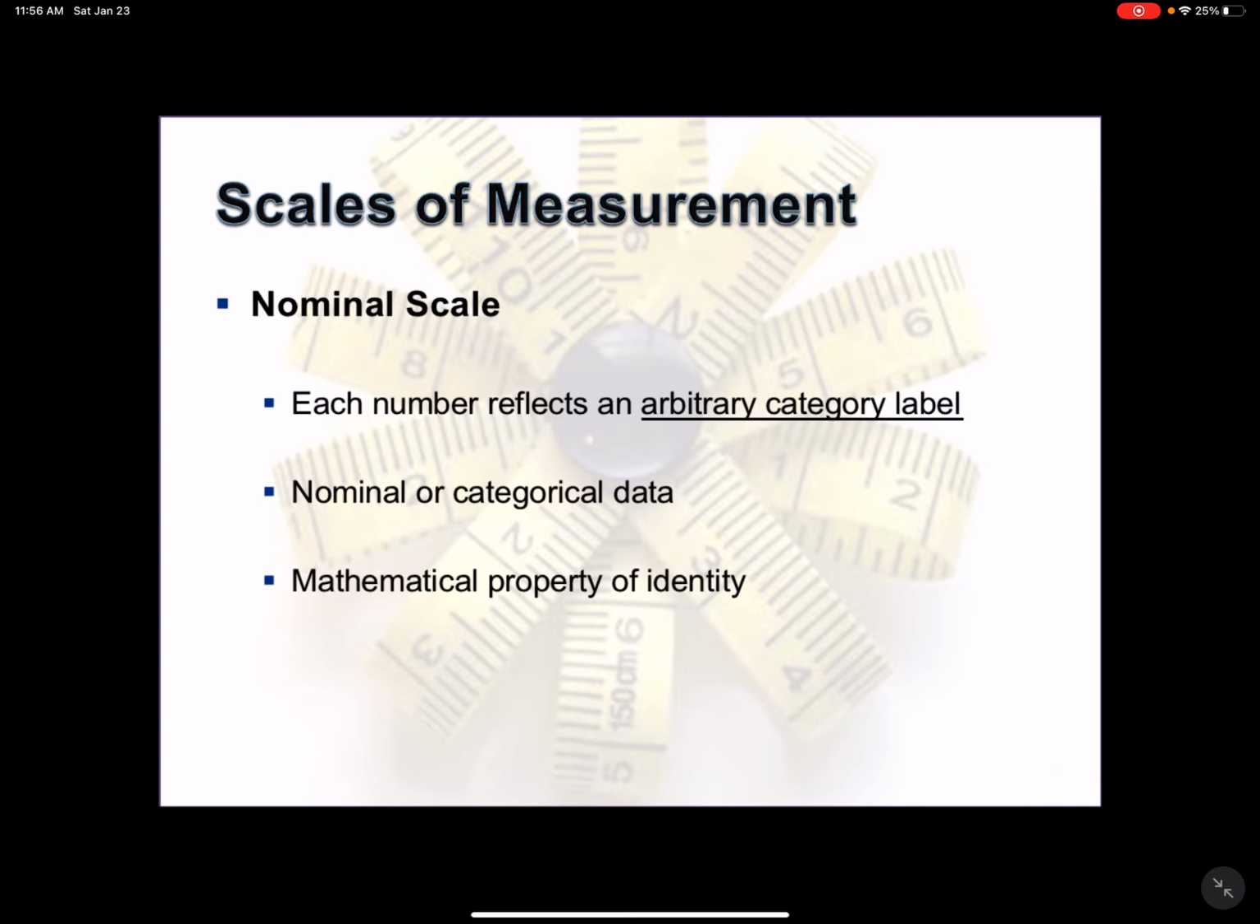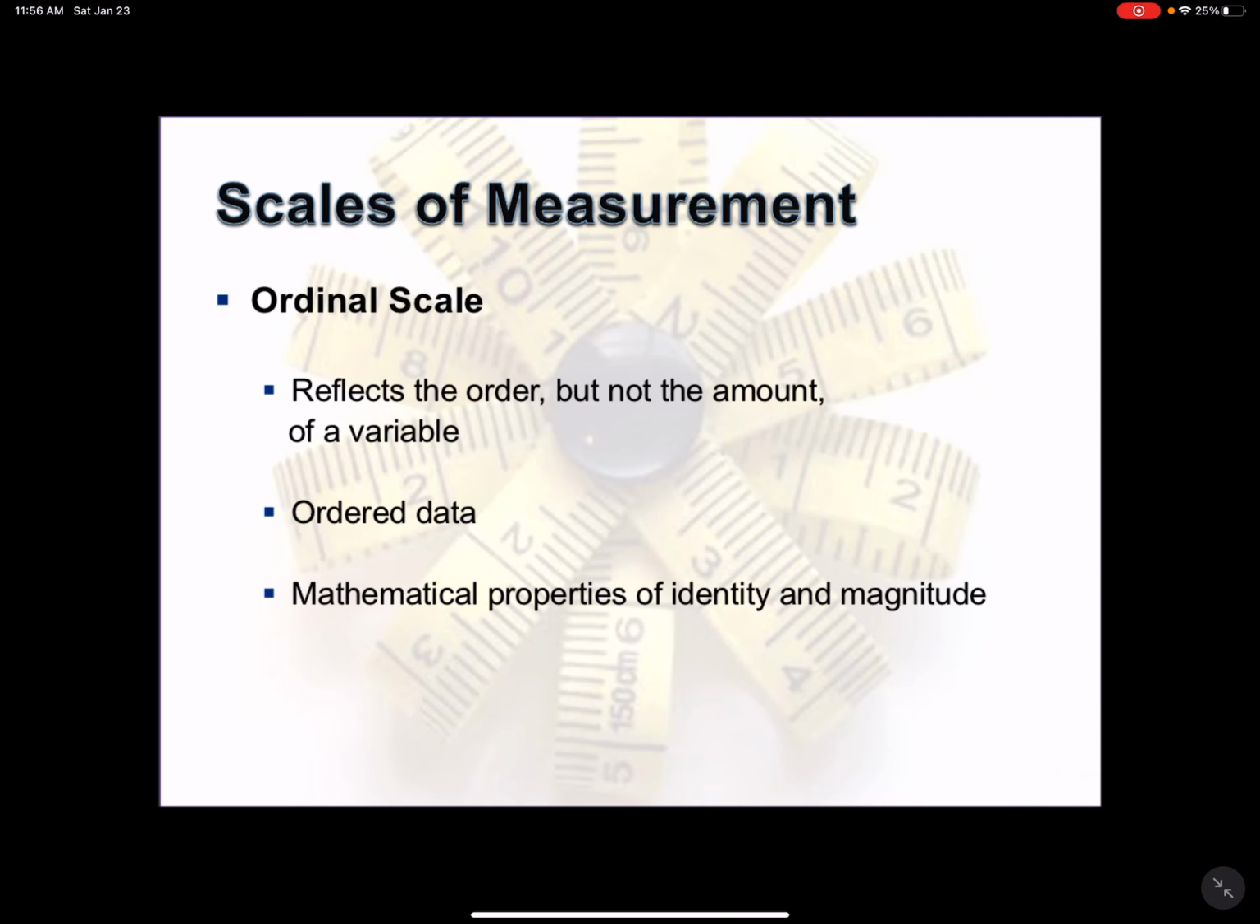So moving up in complexity, we've got ordinal. And this is crazy easy to remember because ordinal is in order. So something on an ordinal scale reflects the order, but not the amount of a variable. This is ordered data, and it has both the mathematical properties of identity and magnitude. Because these not only go up in complexity, but everything on a higher scale has the properties of a lower scale as well. So this has both mathematical properties of identity and magnitude. And the easiest way to explain this is to think of rankings.